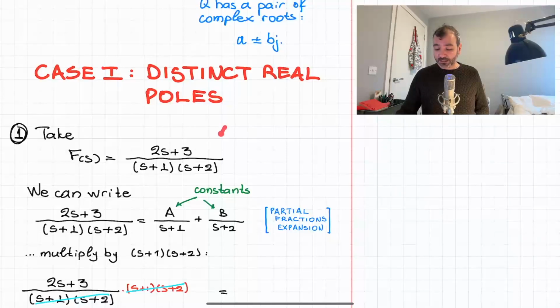And here is an example. Let's say we have the function 2s plus 3 divided by s plus 1, s plus 2. Let's do a quick sanity check. It is polynomial over polynomial. The numerator has degree 1. The denominator has degree 2, which is greater than 1. So we're good to go.